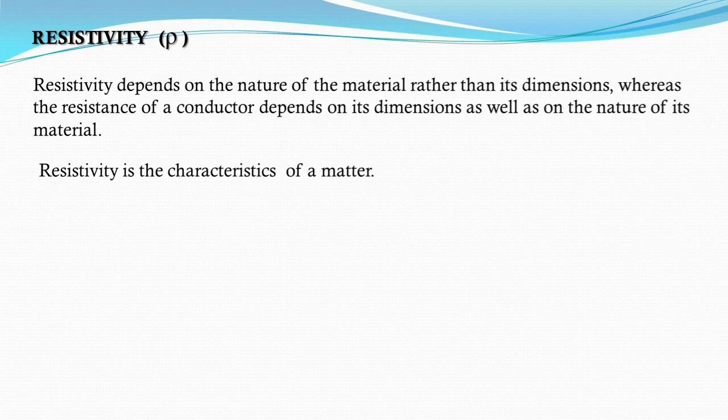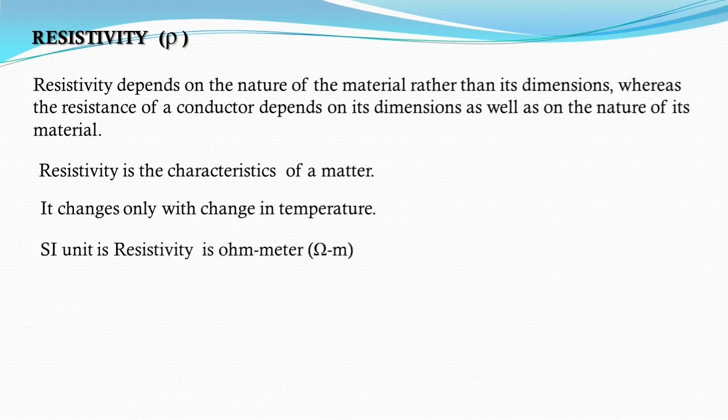If we change the length and the cross section of a wire simultaneously or differently, its resistivity will not get affected. It will be affected only when the temperature of the wire changes. The SI unit of resistivity is ohm meter, and it is a scalar quantity.